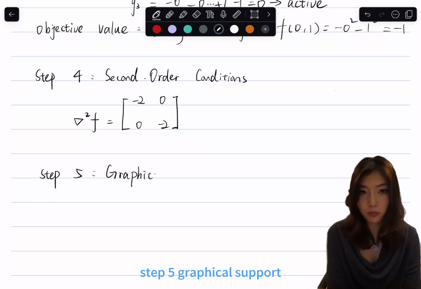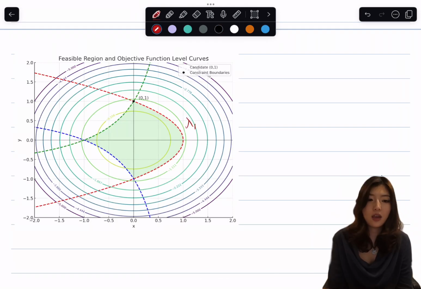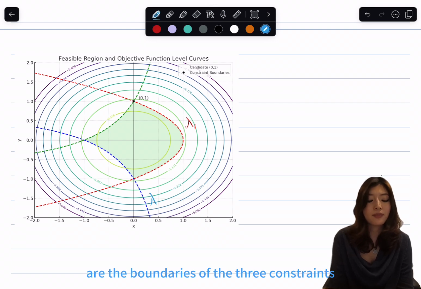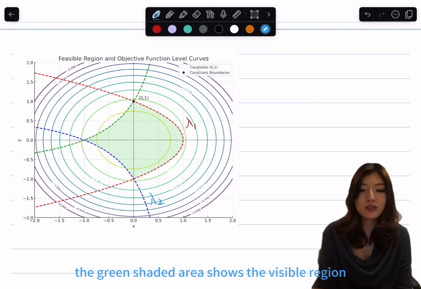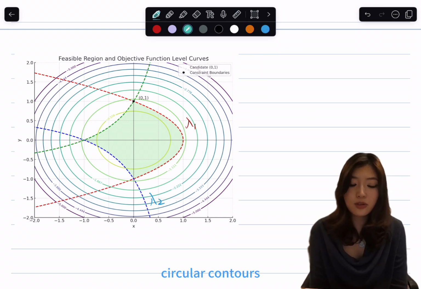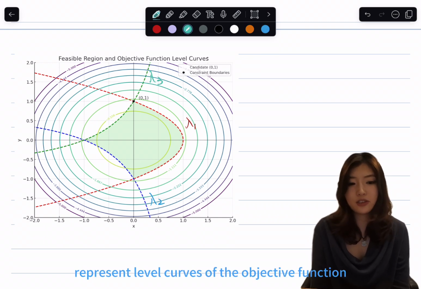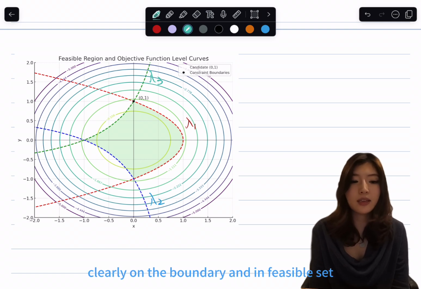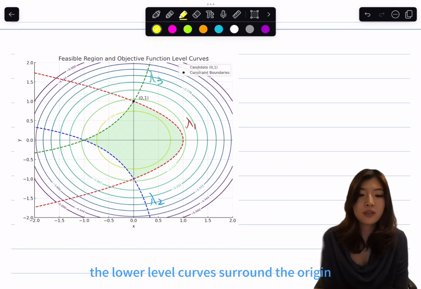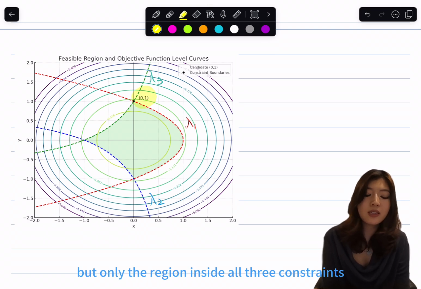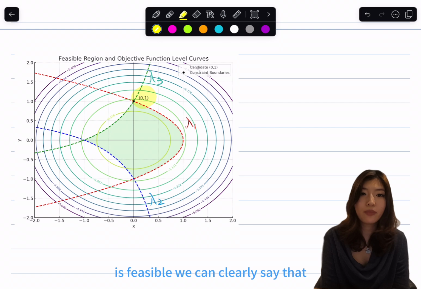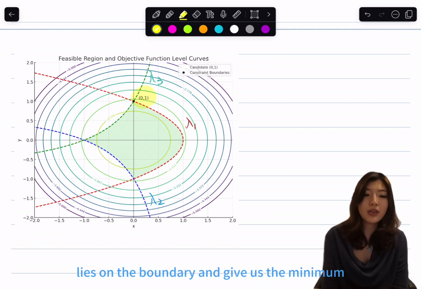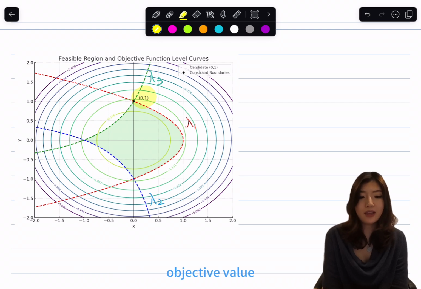Step 5, graphical support. Let's look at the graph. Red, blue, and green dashed curves are the boundaries of the 3 constraints. The green shaded area shows the feasible region. Circular contours represent level curves of the objective function. The black dot marks the point 0, 1, clearly on the boundary and in the feasible set. The lower level curves surround the origin, but only the region inside all 3 constraints is feasible. We can clearly say that the point 0, 1 lies on the boundary and gives us the minimum objective value.